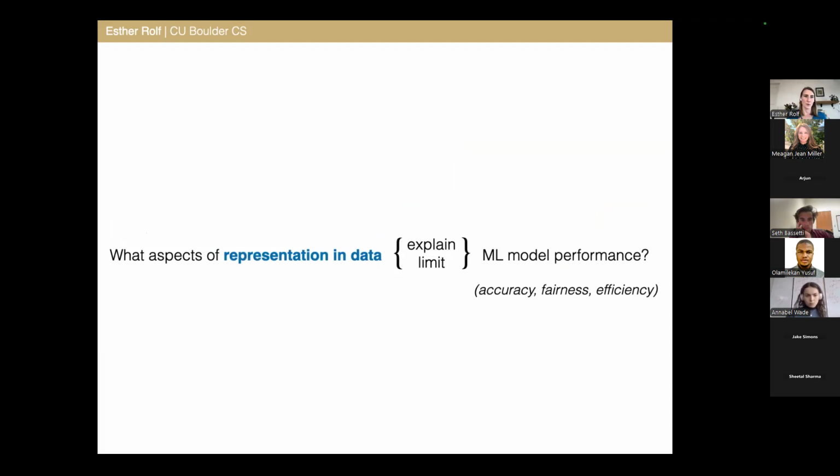So when we think about how to approach these types of problems in my lab, it comes down to a question of how does the type of representation that we have in data explain what types of machine learning performance we should be able to expect. And here performance means things like accuracy, but it also means fairness or efficiency. How computationally fast can we run these models? And I want to make this a little bit more concrete with a specific example here.